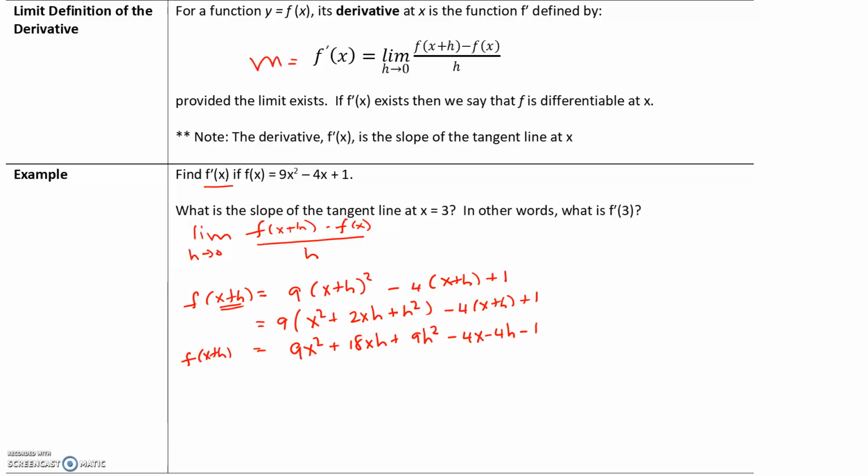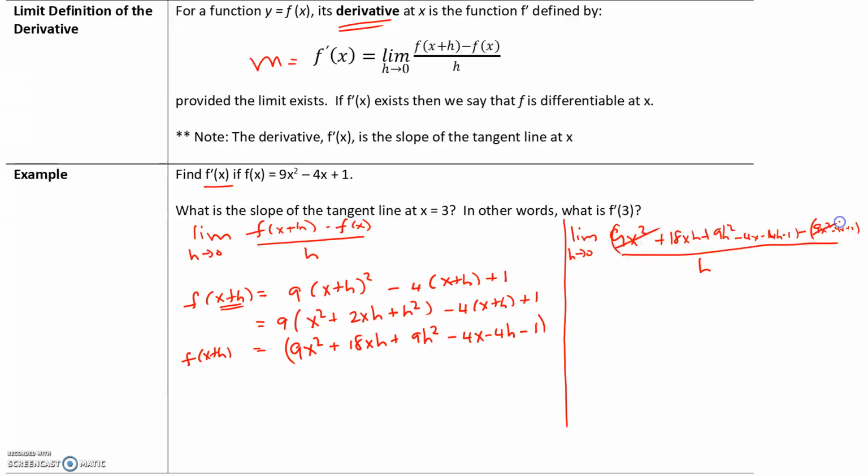Now what do we need? We need to plug it all into this limit. So we have the limit as h approaches 0, that never changes, for the instantaneous rate of change, or f prime of x, which is also called the derivative. They're all the same thing, so we have to know all the different names for it, and we'll review that in class. Of this whole thing, which is 9x to the second power plus 18xh plus 9h squared, and I'm running out of room, minus 4x minus 4h minus 1. All of that is going to be minus f of x, which is 9x squared minus 4x plus 1. Sorry about the lack of room. And then all of that is divided by h.